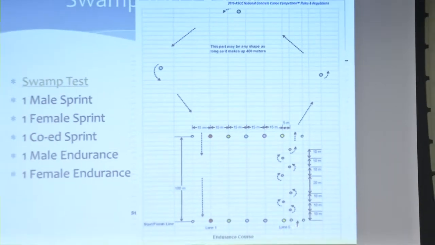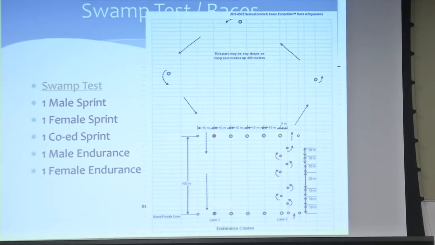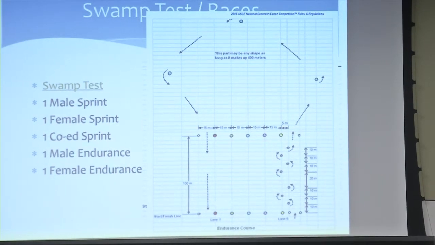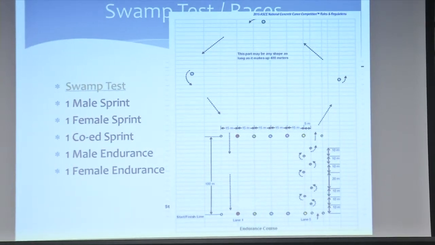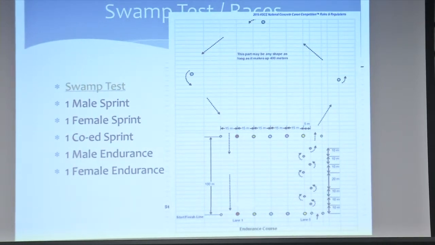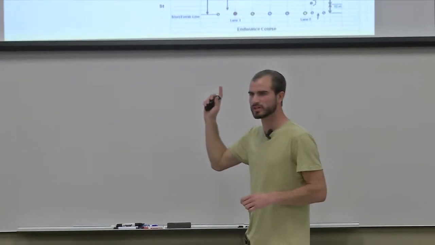So how the endurance race looks is we had 1 male endurance race and 1 female endurance race. We would start here in the bottom right corner, and we would zigzag our way through these first couple buoys, and then follow all the way out and around this huge track and then finish. I remember our time for the males was about 9 minutes and 15 seconds or something like that. So we were extremely surprised at how well we did.